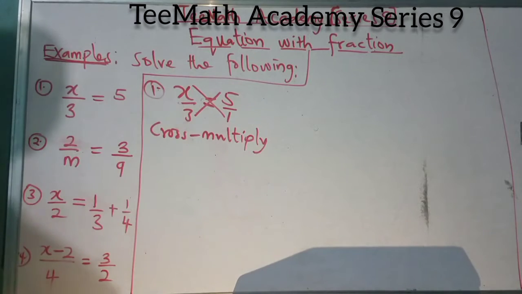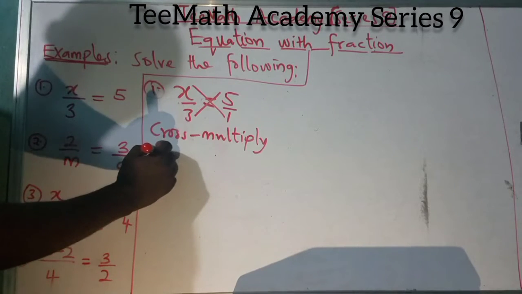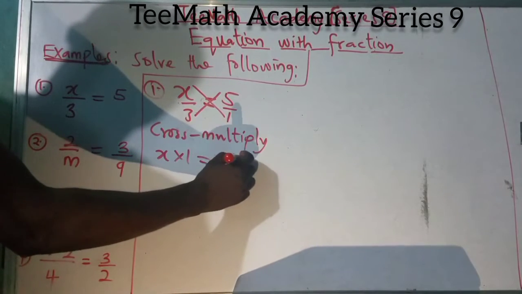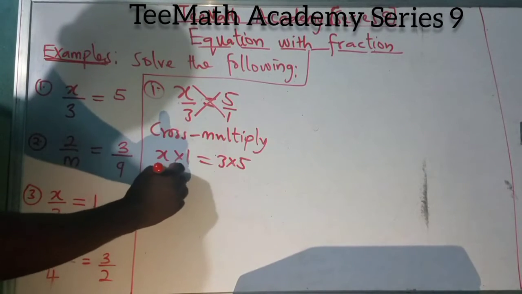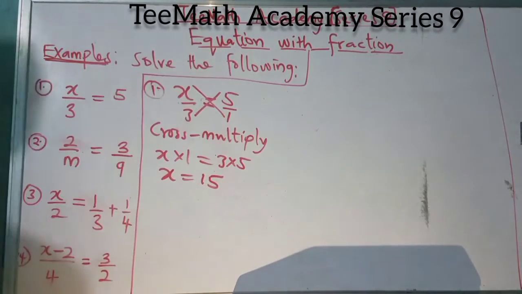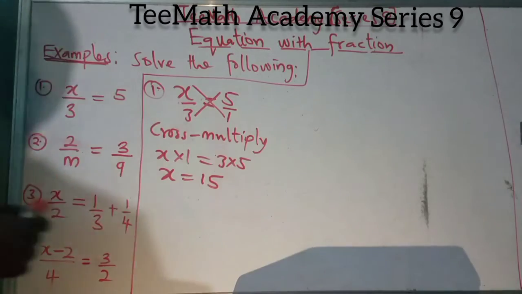So when you have an equality sign here and you have a denominator here, 1, that is when you cross multiply. So here I start from x times 1 equals 3 times 5. So x times 1 is x, and 3 times 5 is what? 15. So the answer is 15. All right, so we move to number 2.